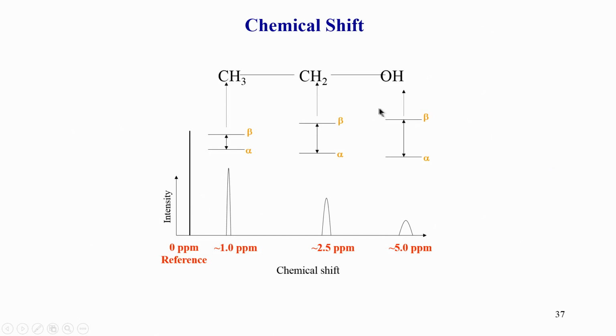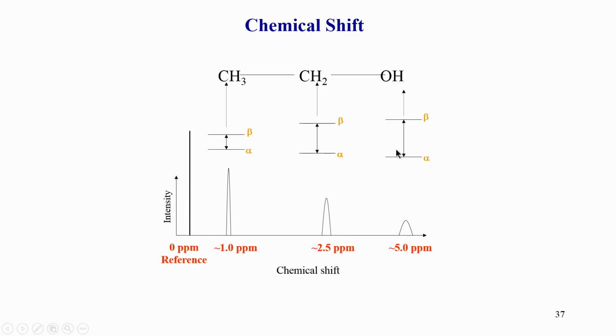So, you can see that because of this shielding factor, the energy gap for the CH3 becomes smaller than the energy gap of CH2, and higher for the OH, because this hydrogen is least shielded because of the oxygen here. We will see this concept of inductive effect shortly, but because of less shielding the energy difference in the alpha and beta states of this proton is high compared to this and compared to that.